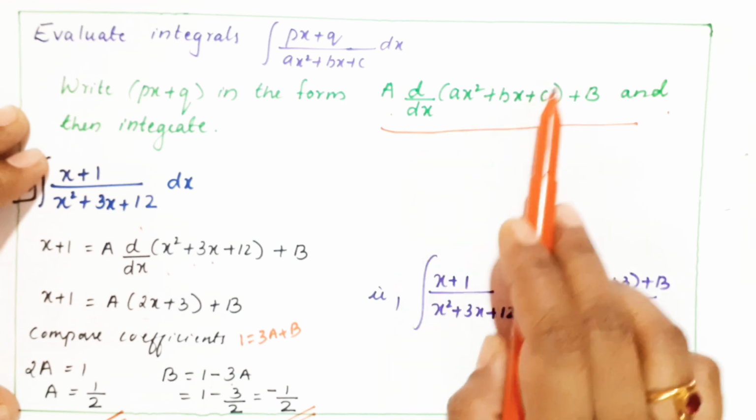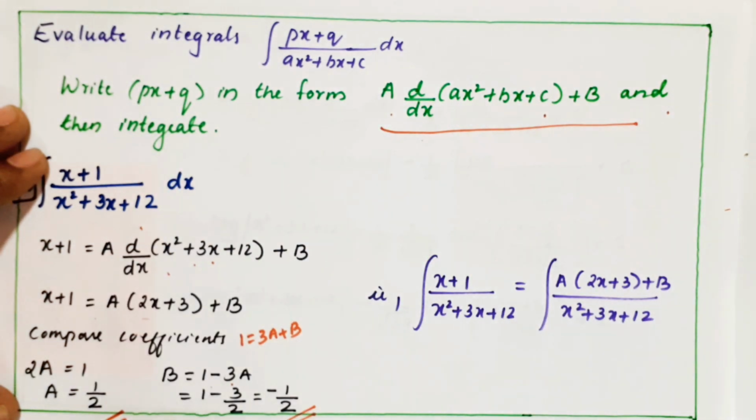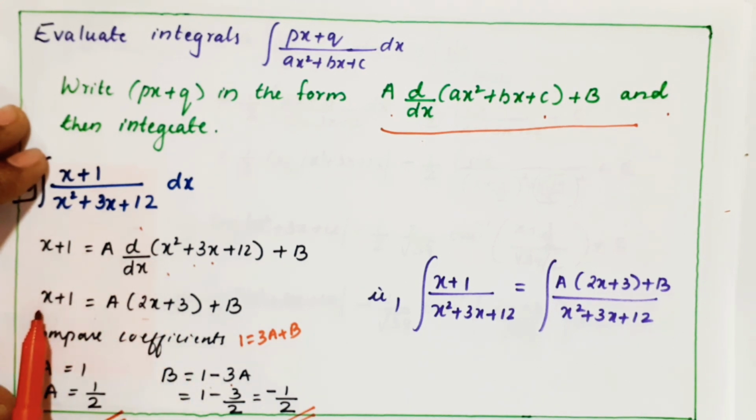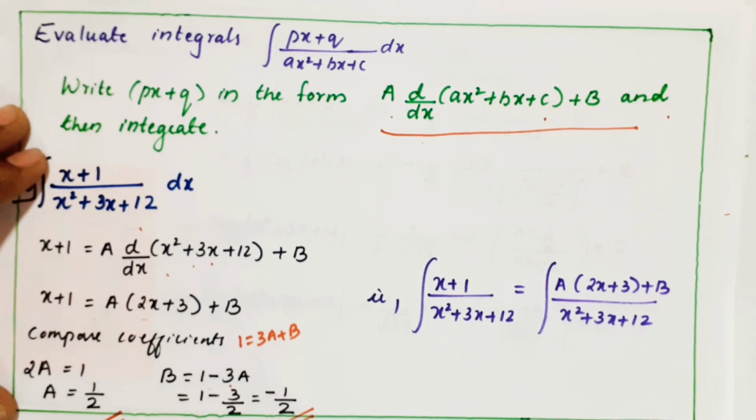A into d by dx of the denominator plus b should be equal to the numerator. So the numerator x plus 1 equals a into d by dx of the denominator plus b. Differentiating, x plus 1 is equal to a into 2x plus 3 plus b. Next, compare the coefficient of x from both sides: 1 equals 2a, so a equals 1 by 2. Next, equate the constants: 1 equals 3a plus b. Therefore b equals 1 minus 3a, which I got as minus 1 by 2.